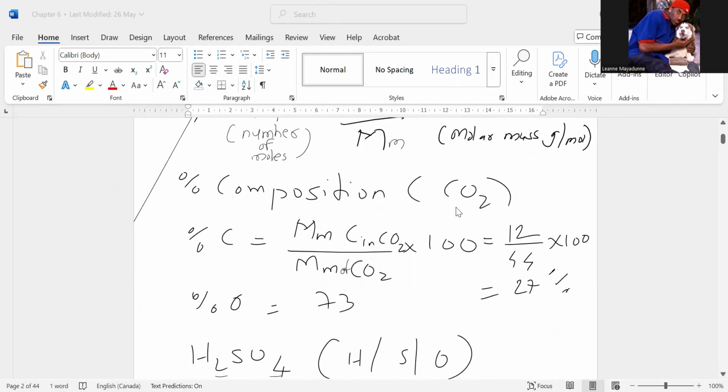Another concept is percentage composition. We will learn this later, but for now, just write down the formula. If you want to determine the percentage of carbon in carbon dioxide, you write the atomic mass of carbon in carbon dioxide divided by the molar mass of carbon dioxide, multiplied by 100.